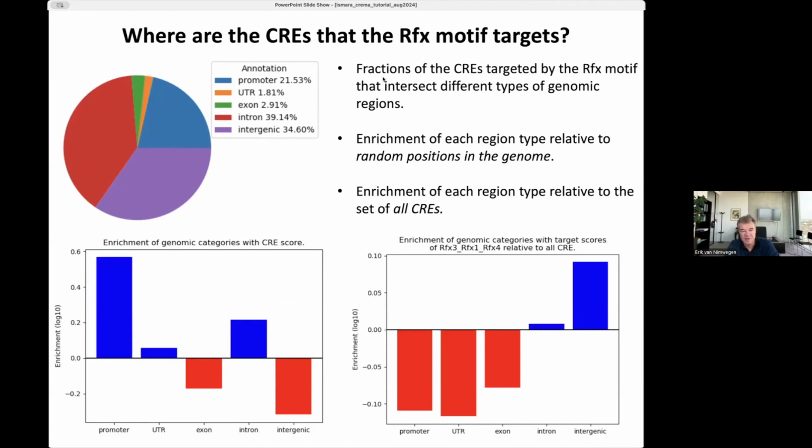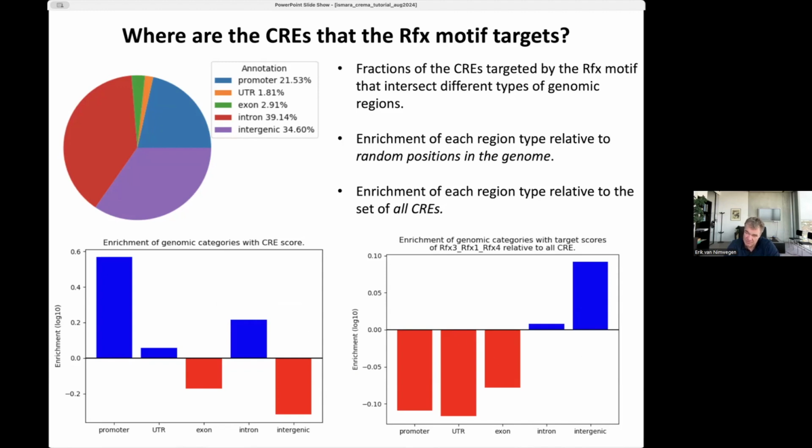And we can now compare these numbers with, first of all, what if I were to just pick random points in the genome: how enriched are various categories relative to random? And you see that relative to random, promoters are enormously enriched, and introns are also reasonably enriched.